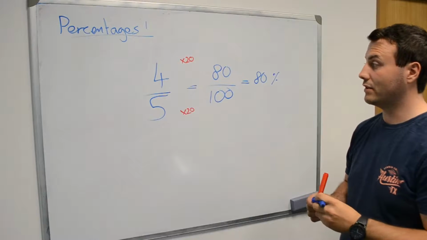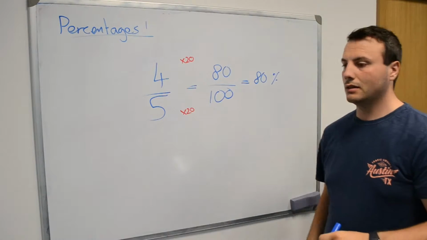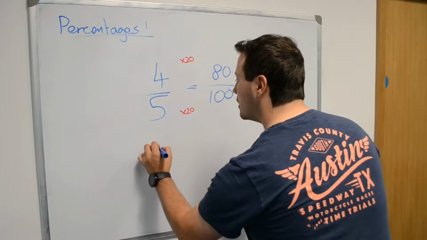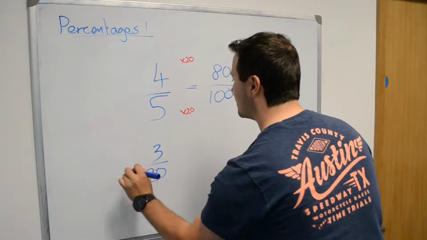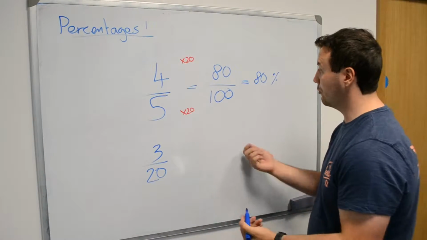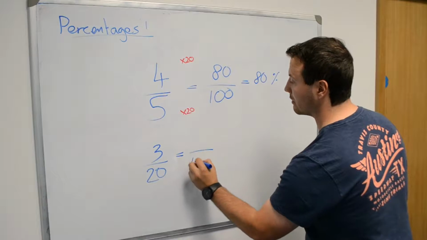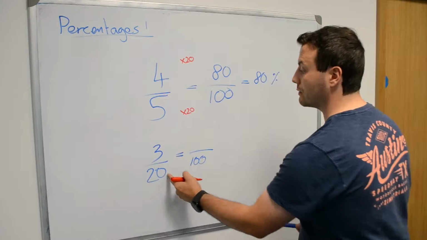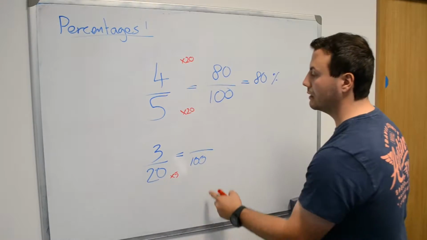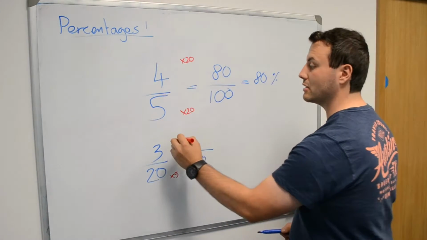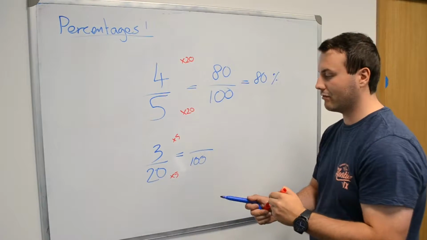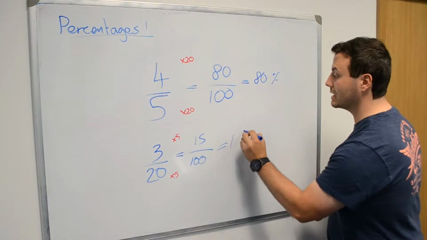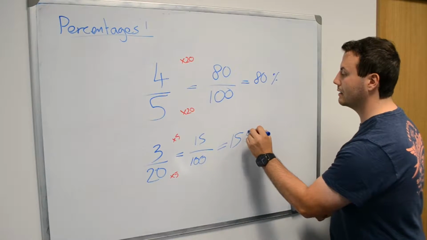So this is fairly simple with numbers which fit neatly into 100 with nice easy multiples. For example, if we took 3/20 as an example, again, we want a percentage, we have to convert this to something over 100. And in one step we can do that. We multiply 20 by 5 to get us up to 100. So we do the same to the top to keep it equivalent. Multiply 3 by 5, and that gives us 15. 15 over 100, we say, is 15%.